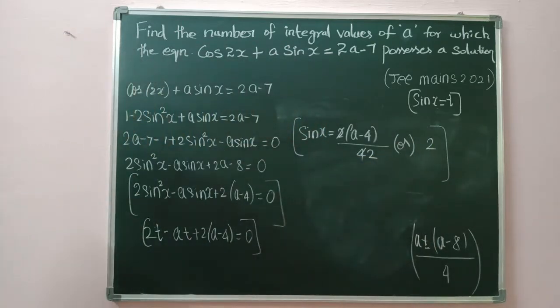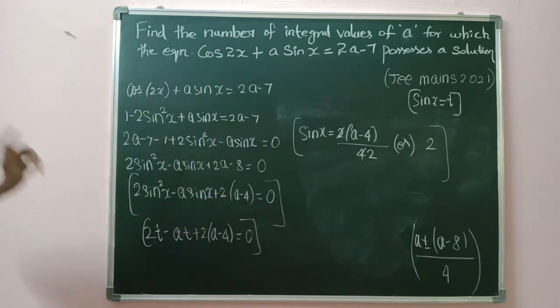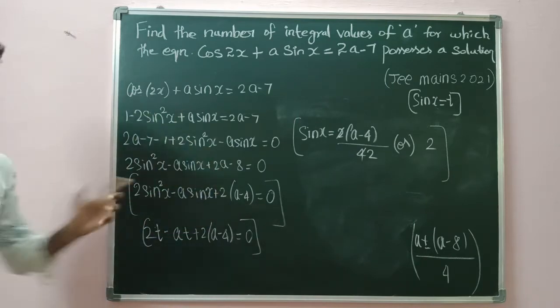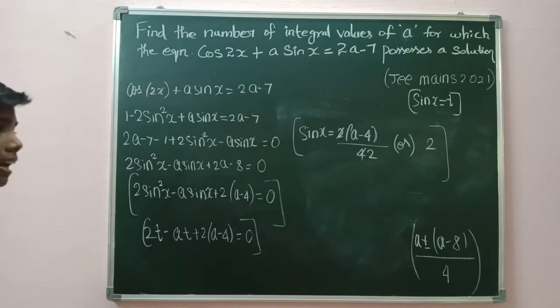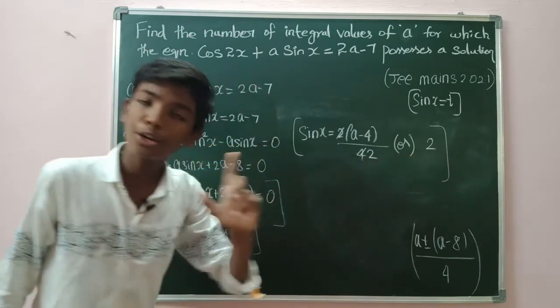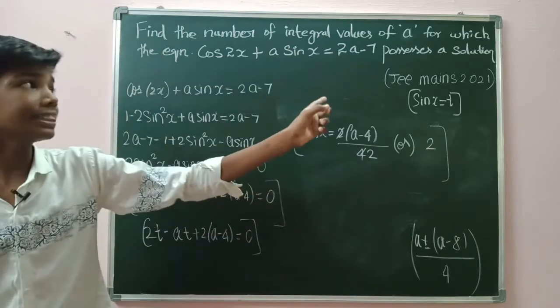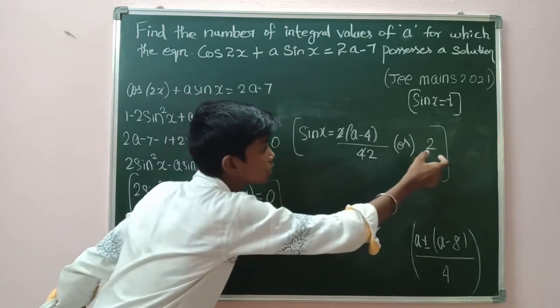These are the two values of sin x. Now, what they are asking in the question is the number of integral values of a for which this particular equation possesses a solution. So basically, here I need to consider this root only. I can't consider this root. Do you know why? Because the question is asking for the value of a. Which root has a, this root or this root?